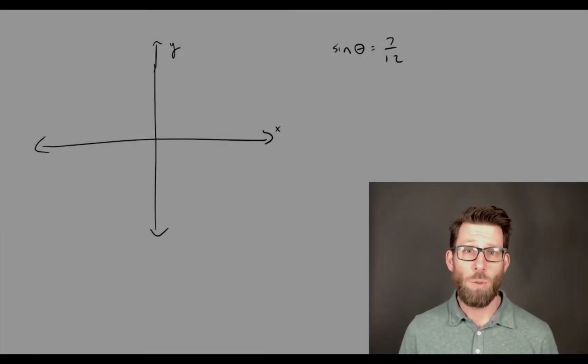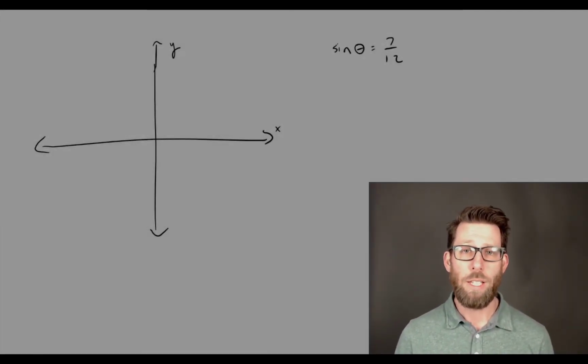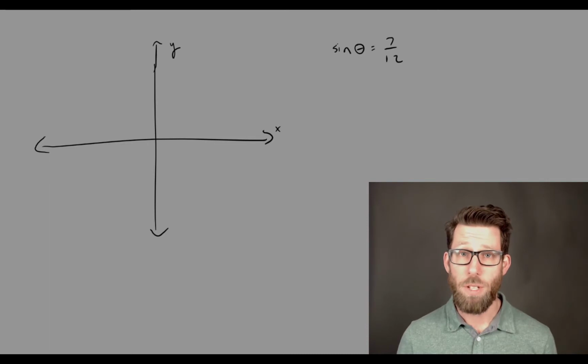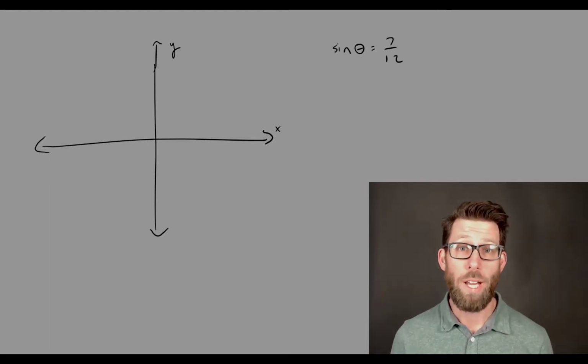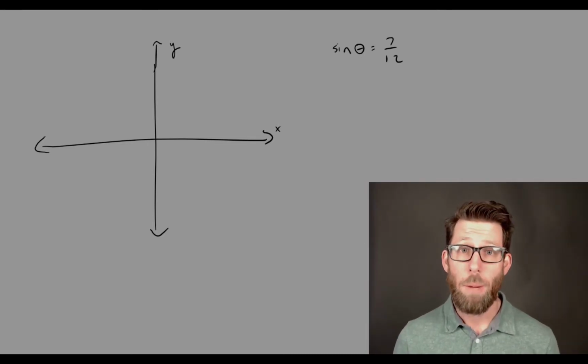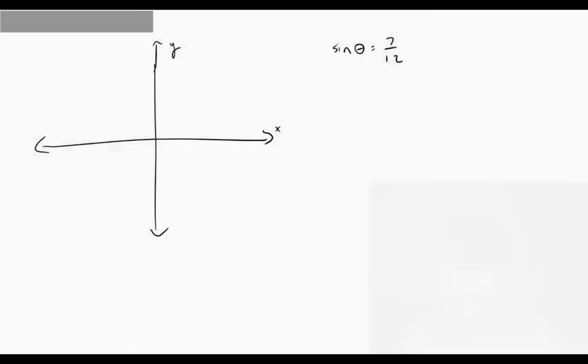Sometimes when you're given only a bit of information, it leaves the answer ambiguous, in which case you can end up with more than one answer. This is one of those cases. By drawing out the triangle that we're talking about, we should be able to narrow down what our options might be. So let's say we're told that we have sine of theta is equal to 7 over 12.